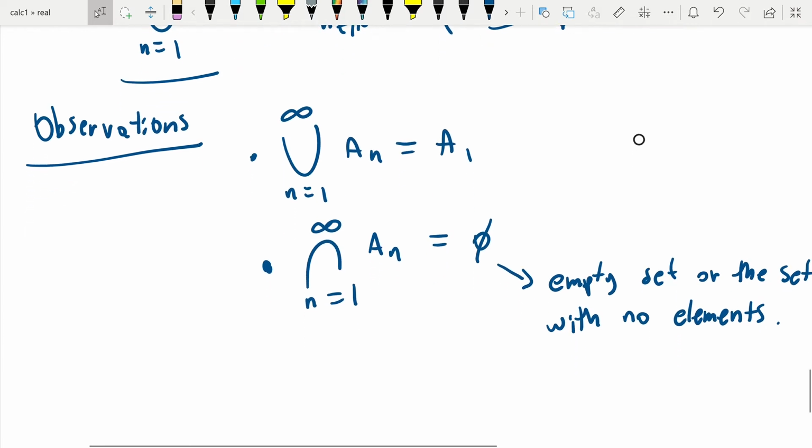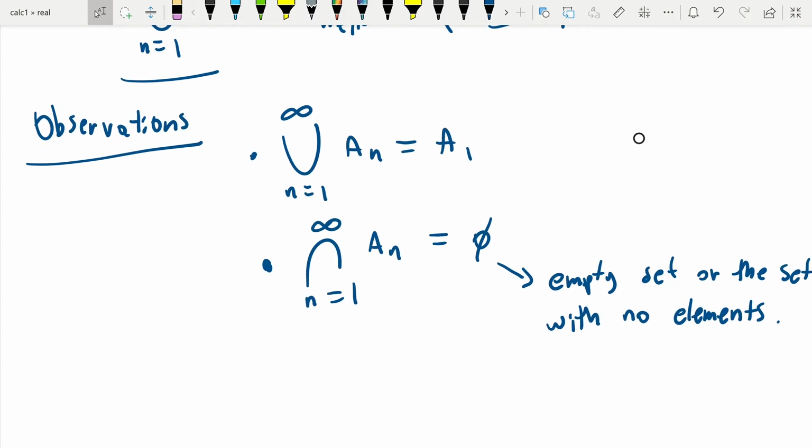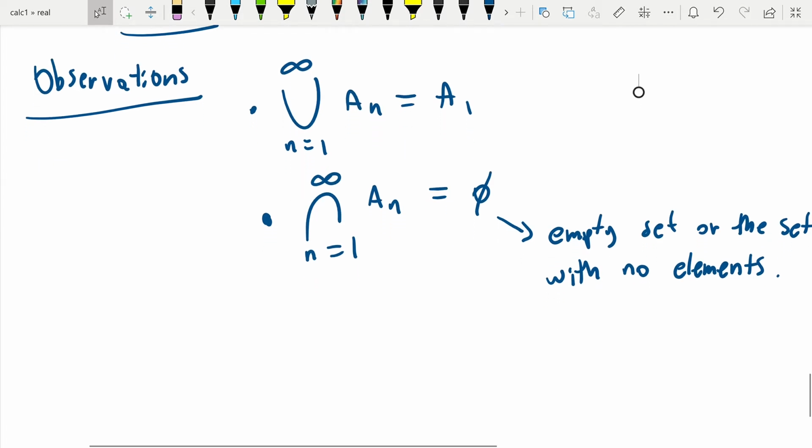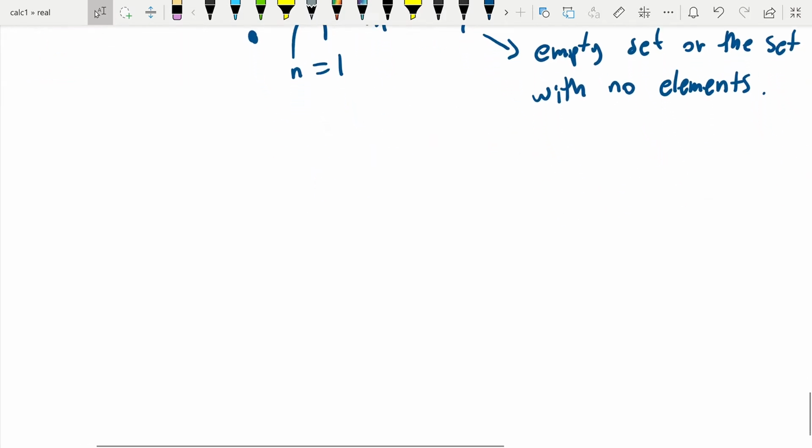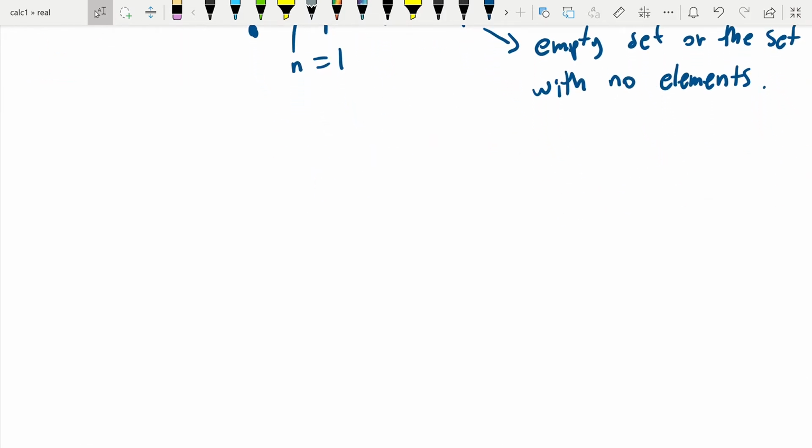This is not always true, however, that the intersection is going to be the empty set whenever you have a descending chain. This will become clear once we define the real numbers. I'm just going to give a small example here, but I'm going to erase it. So we're getting ahead of ourselves. But suppose that A sub n is the set (0, 1 plus 1 over n).